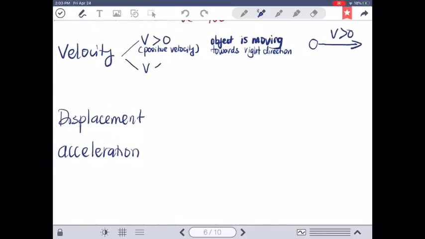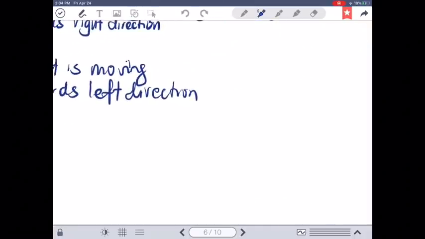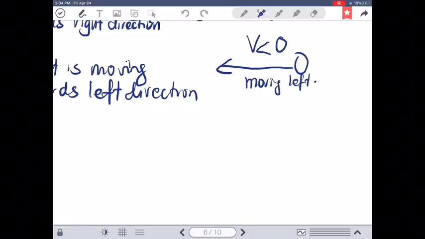If v is less than 0, so negative velocity, what does it mean? It means that the object is moving towards the left in direction, which means that the object is going the opposite way, going to the left. v less than 0, moving left. Okay.